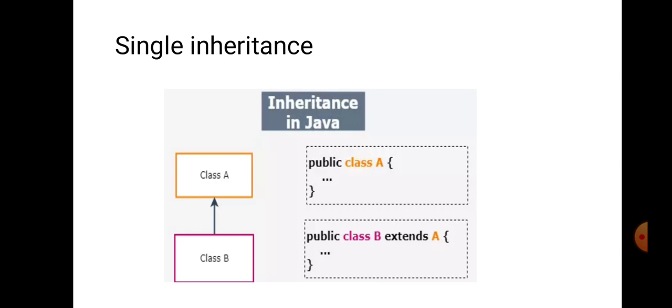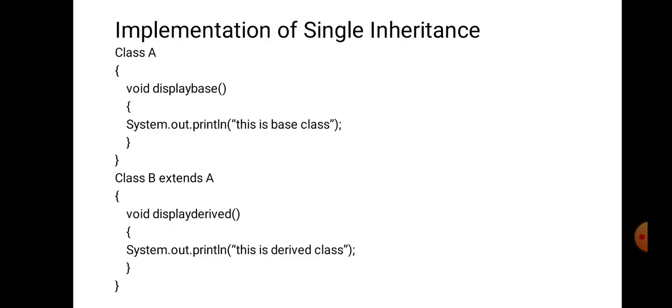That is, class B is taking some of the features of A. That is, class B is inheriting from class A. This is the concept of single inheritance. Let us see implementation of single inheritance.